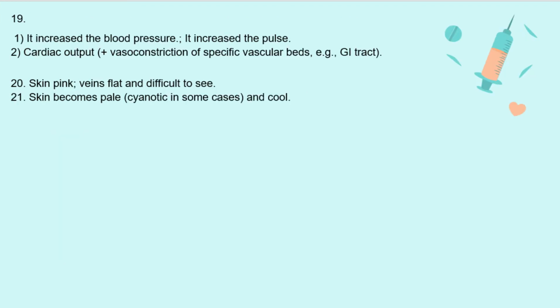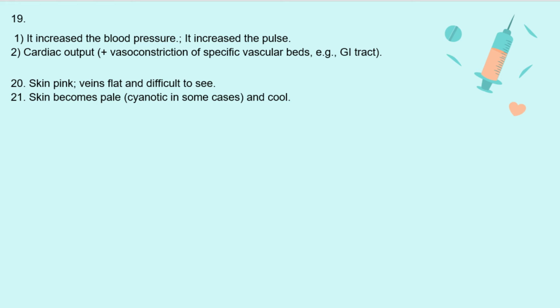Number 19. What was the effect of exercise on the blood pressure? Answer: increased blood pressure. On pulse: increased pulse. Do you think these effects reflect changes in cardiac output or in peripheral resistance? Answer: cardiac output.